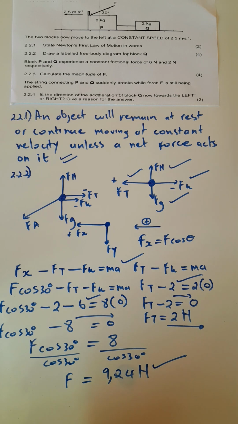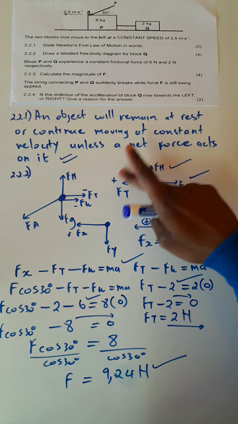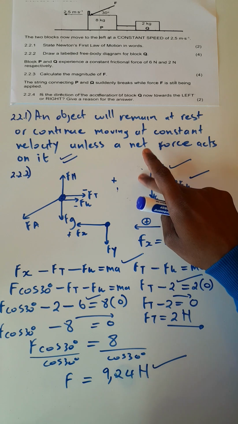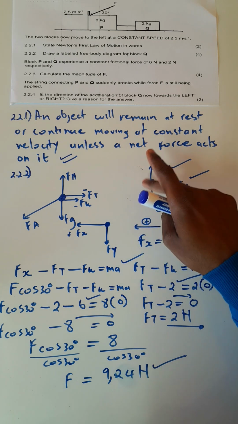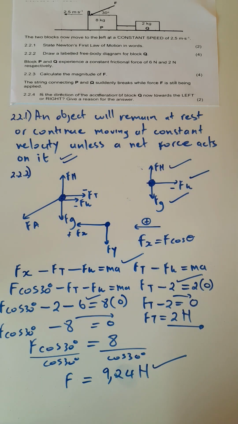All right, so 2.2.4 then asks for the direction of the acceleration for Q, but before that, the string connecting P and Q suddenly breaks while force F is still being applied. So if the string breaks, the tension for Q falls off, so you don't have tension there. The only force acting on Q will be the frictional force. Now, if the frictional force is the only force acting on Q, then Q will be experiencing a net force to the right there, in the opposite direction to its motion.